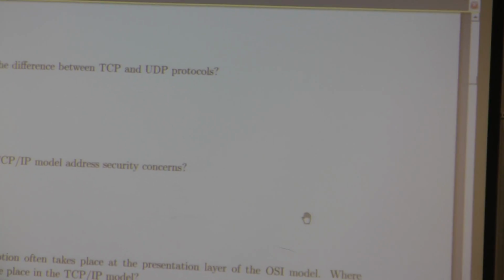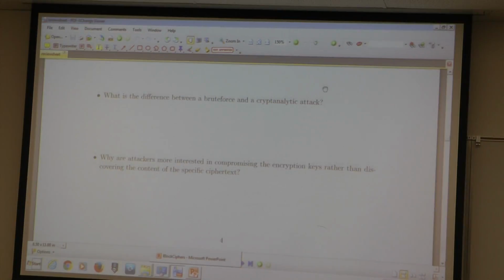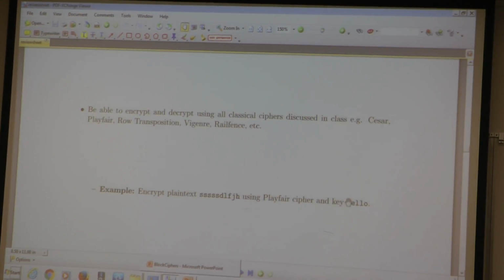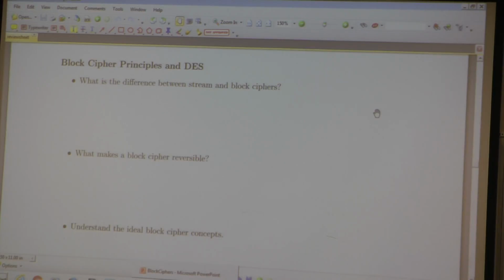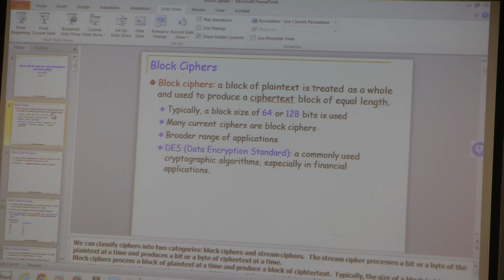By the way, I put up the review sheet in both Word and PDF formats, in case you like to take notes on your computer. I hope you find that useful. All right, let's get started with block ciphers.